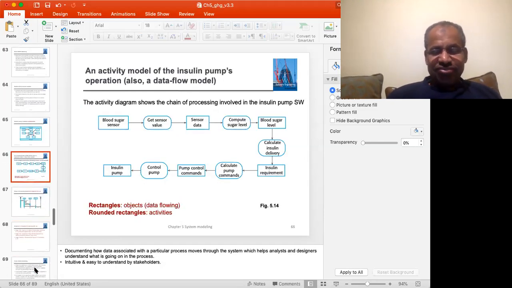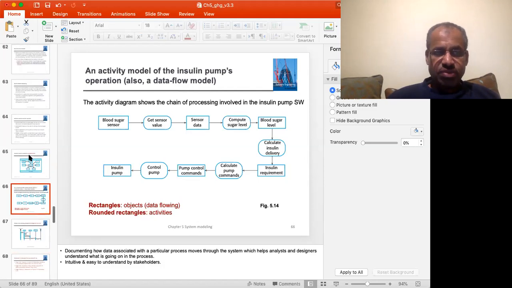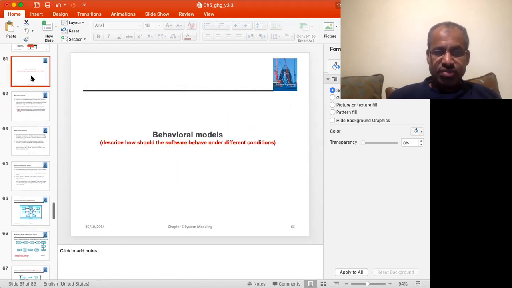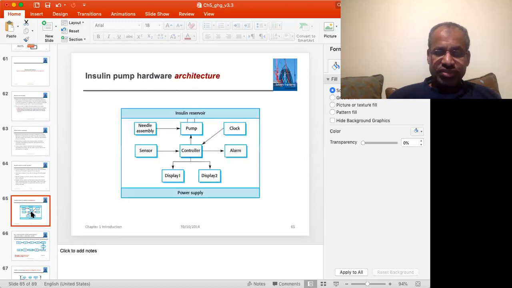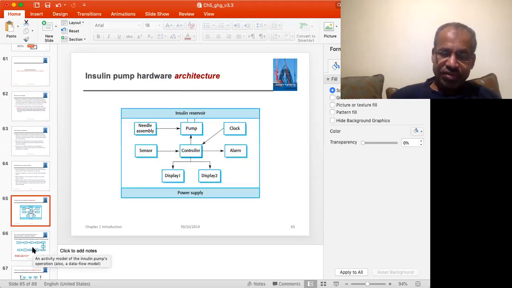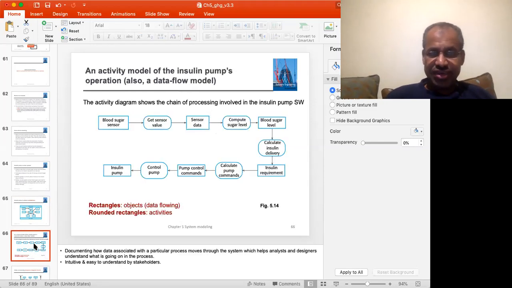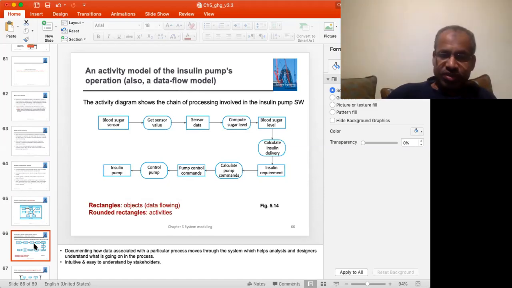Now, let's model this. If you remember, this section is about behavioral models, and this is how the thing looks from the top, from a high-level architectural point of view. Now, if you look at how it's going to be actually done, here's an activity model. So it's a process-oriented model of the functionality of the software. This is basically a description of what the software needs to do.